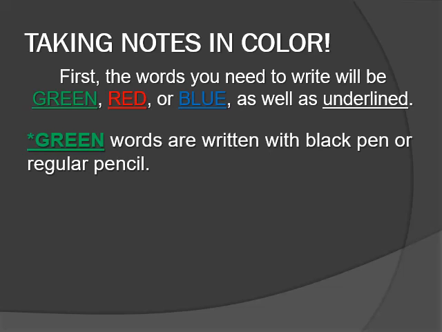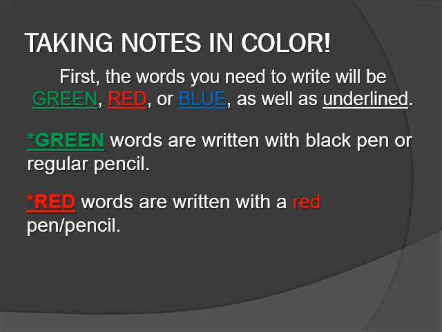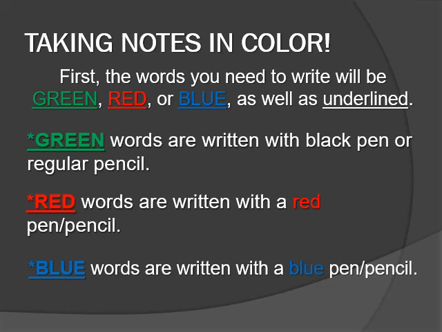If something is written in green, you will write this with your black pen or a regular pencil. If something on the screen is red, you're going to be writing it with a red pen or pencil. And if something is blue, you're going to be writing it with a blue pen or pencil. So be paying close attention. I'm going to help you out as we go.